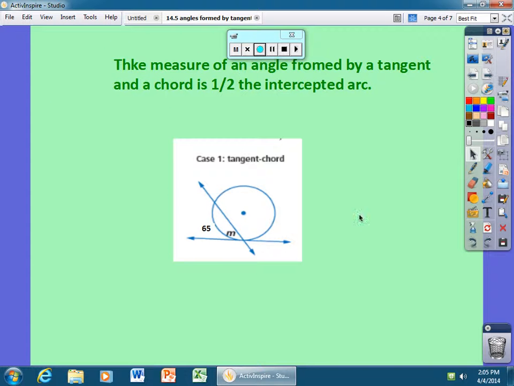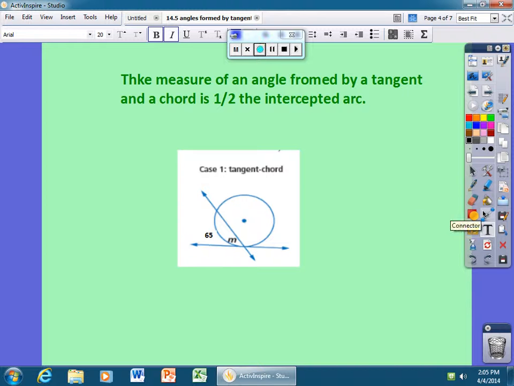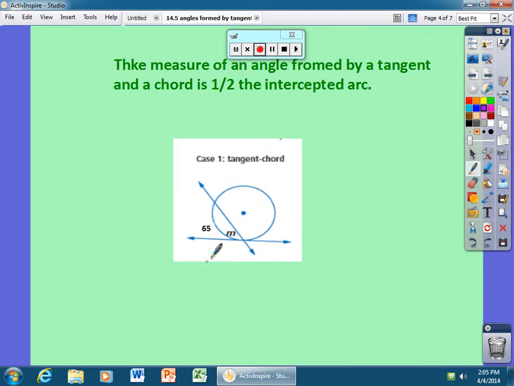Okay, so our first case is whenever it meets on the circle, and it's the same as any other time that it meets on the circle. When it meets on the circle, you just divide it in half. So 65 divided by 2 is 32.5. So the measure of this angle that we're looking at right here is 32 and 5/10 degrees. So again, to get that answer, I just took my 65 and I divided it in half, because the angle is half of the intercepted arc.